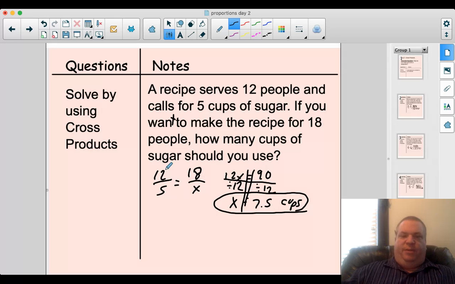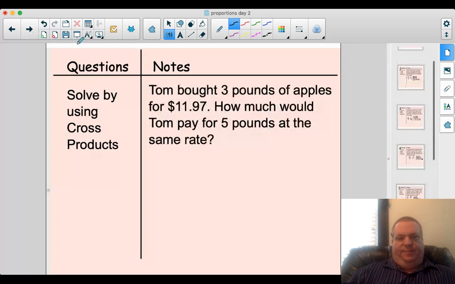You might have also noticed that to get from 12 to 18, you're multiplying by 1.5. Right? 18 is 12 plus another half. When you take 5 and another half of 5, that gives you 7.5. That's one you might have been able to use your proportional reasoning on. All right, let's look at this one.